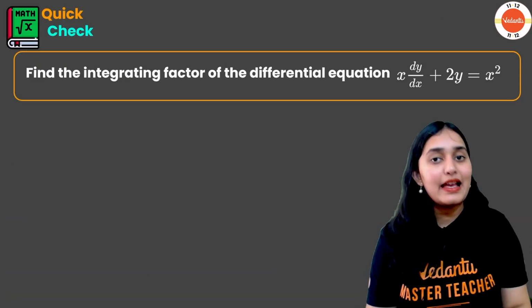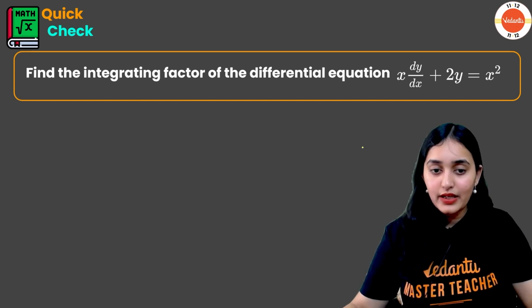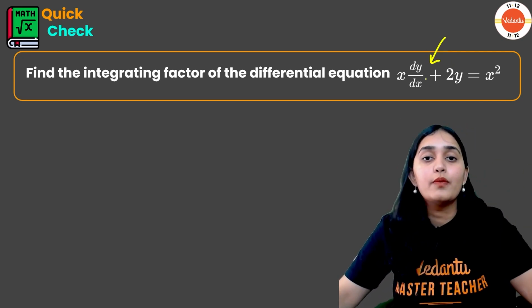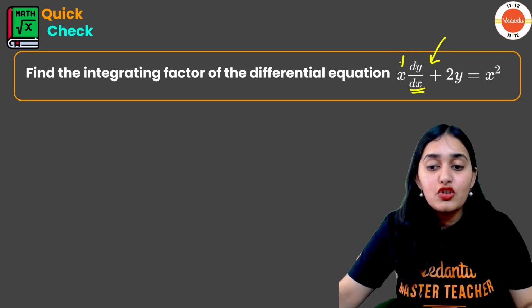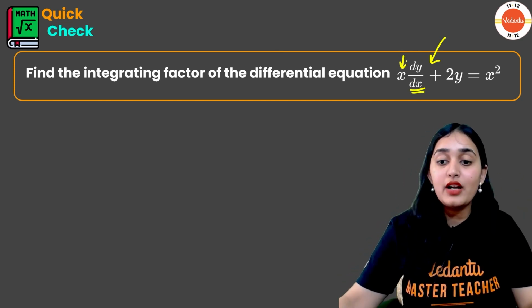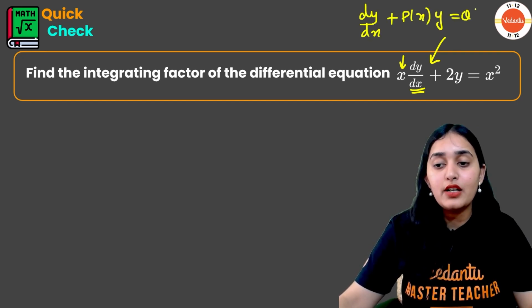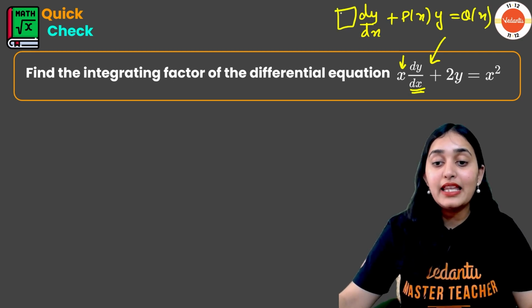Let us do one example and you will understand everything. Okay. First, is this in standard form? No. Dy by dx should not have anything multiplied to it. What is the standard form? Dy by dx plus p of x into y is equal to q of x. There should be nothing with dy by dx.